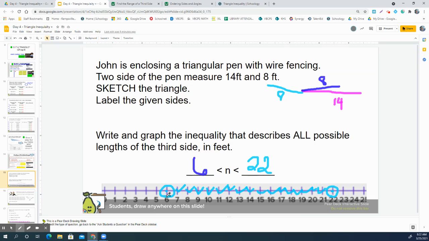Okay? So some of the questions are going to ask you which of these are options. You can't choose 6 and you can't choose 22. Don't choose your endpoints. Choose everything in the middle, not including them. Okay? A lot of problems come in with that kind of question. So let's look at another word problem that it could look like. Slide 16.